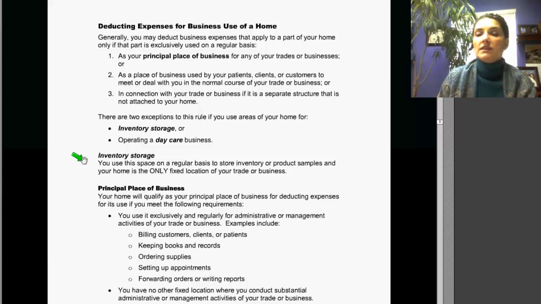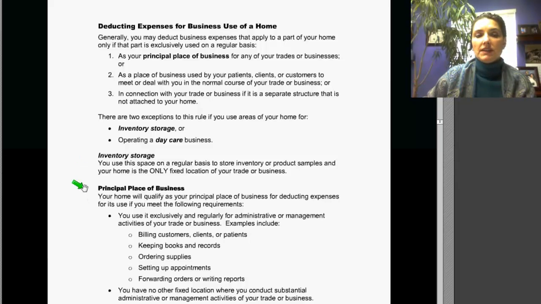The other exception is when you run a daycare from your home, and in that instance where you have a home daycare, you don't have to show exclusive use. It's enough to show that the children are using your home, and they have a formula to help figure out what percentage business use you will be allowed because you run a daycare from your home.